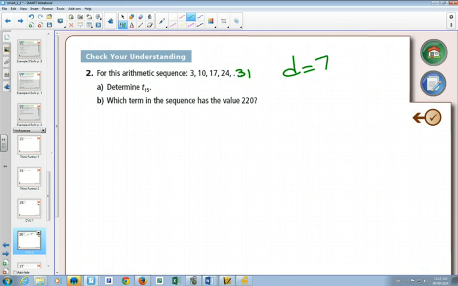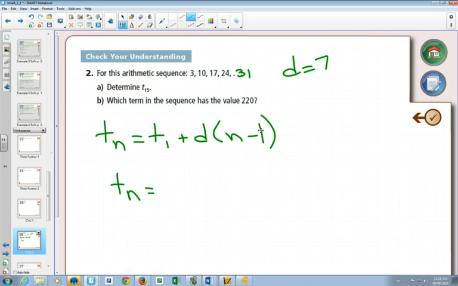In part A, we could just keep adding 7 until we get to term 15. However, it's going to be nice if we have a formula. So we're going to start by using the formula that's on your formula sheet. It says you can find a formula for this sequence for any term if you plug this in. The things that we know are what term 1 is and what the common difference is. So for this specific sequence, the formula would be term 1, which is 3, plus 7 times n minus 1.